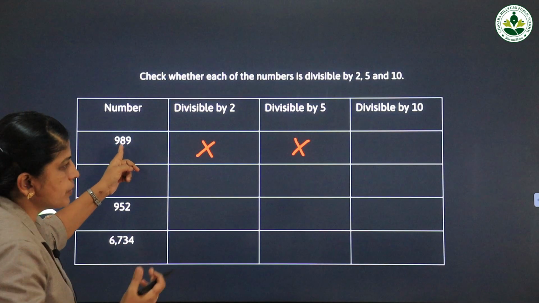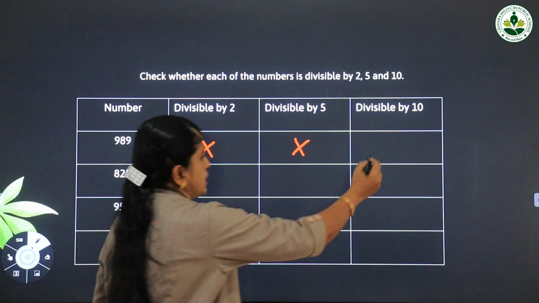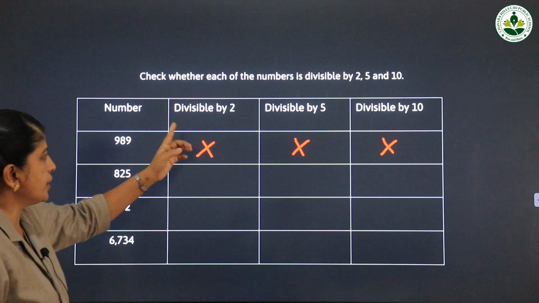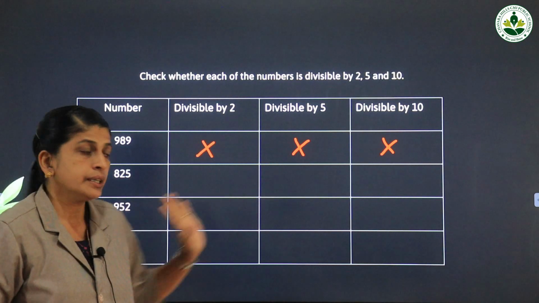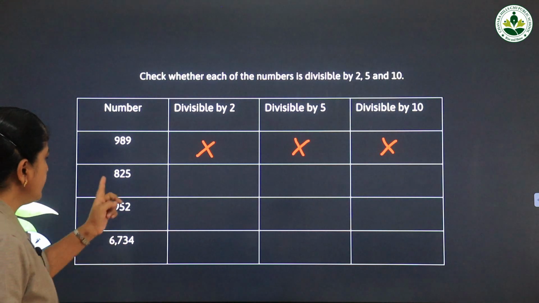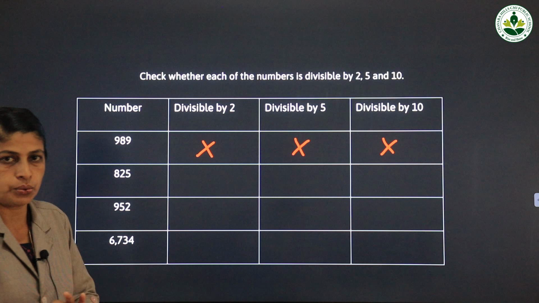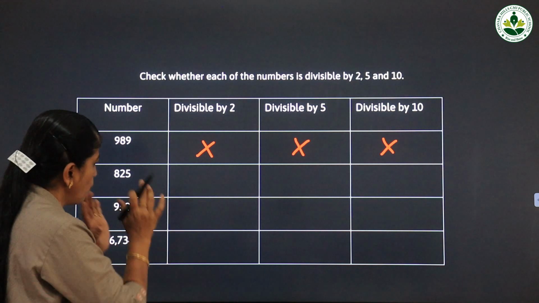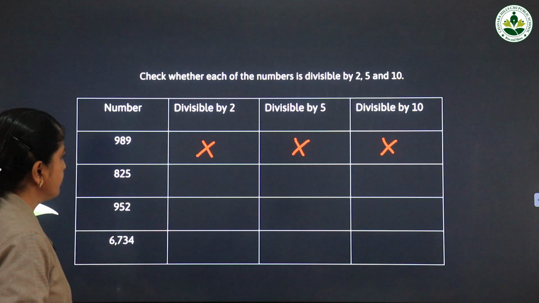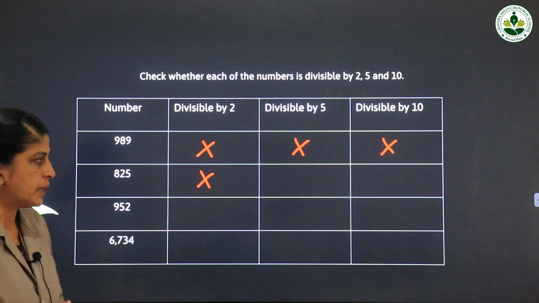And whether it is divisible by 10. Its ones place digit is 9. It's not 0. Therefore, the first number 989 is not divisible by 2, 5 and 10. The second number, 825. To check all these divisibility rules, we have to just check the ones place digit. Look at the ones place digit. It is 5. Therefore, that number is not divisible by 2.